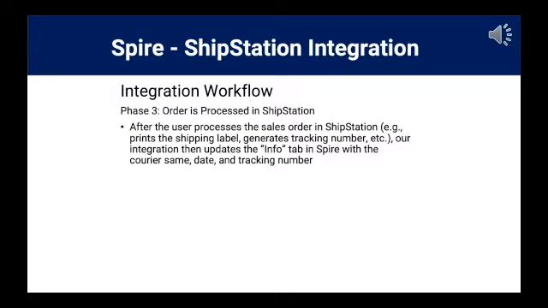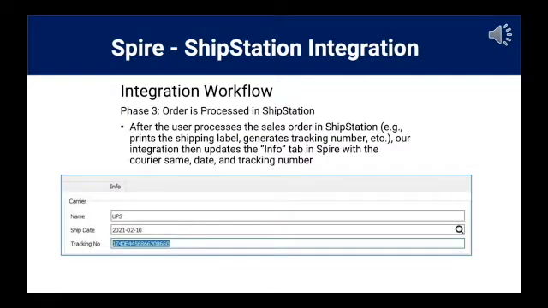At the third phase, the user goes into ShipStation, does the order processing, printing the labels, everything that needs to be done with ShipStation, and our integration at that stage picks up the processed orders from ShipStation and writes back the information such as the courier, the shipping date, and the tracking information back into Spire.